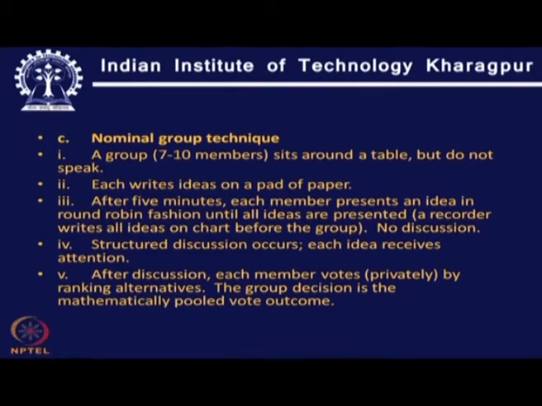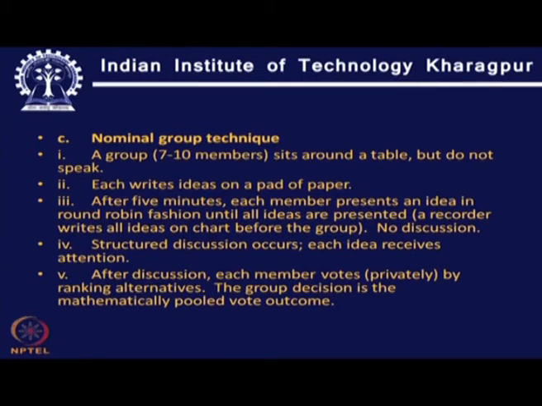Then a structured discussion takes place, and each idea receives attention. After the discussion, each member votes by a private vote, very privately, by ranking alternatives. So the group decision is a mathematically pooled vote outcome. Though it is a group situation, here individuals function independently.